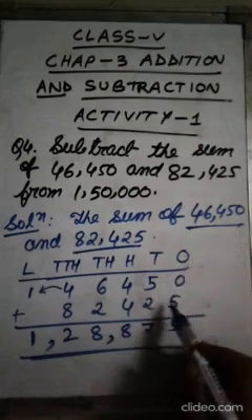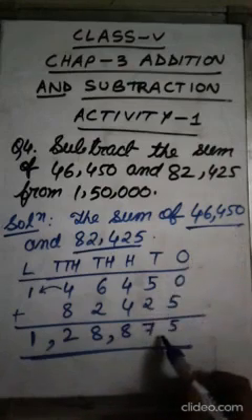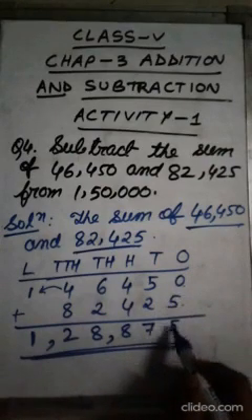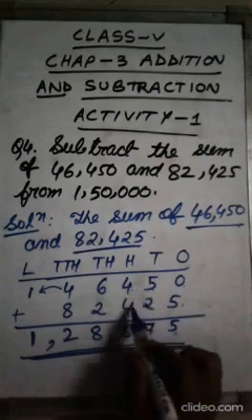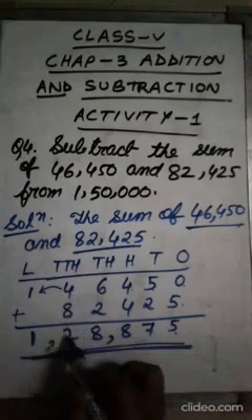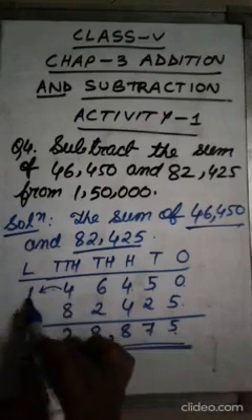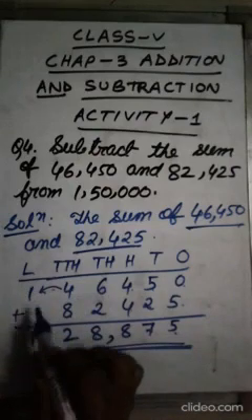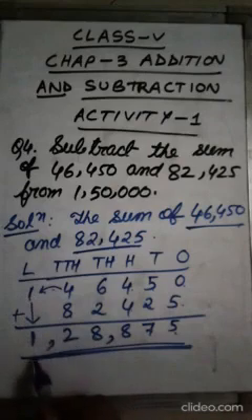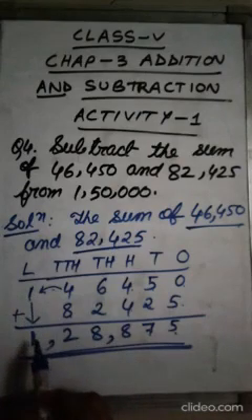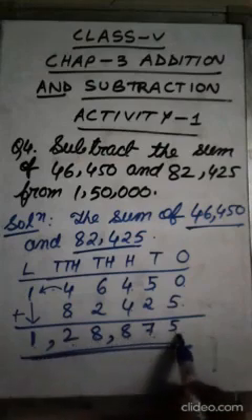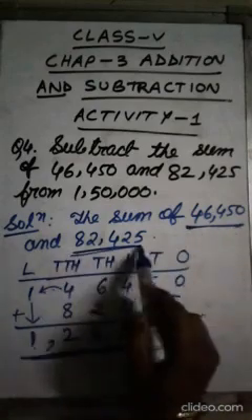So these two numbers are added and I get 0 plus 5 is 5, 5 plus 2 is 7, 4 plus 4 is 8, 6 plus 2 is 8, 4 plus 8 is 12. 1 will be carried forward to the lakhs place. So in the lakhs place this 1 will come. So after the addition, we get 1,28,875 as the sum of these two numbers.